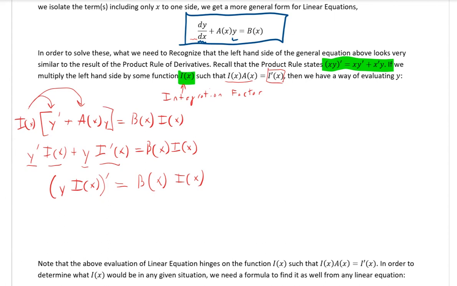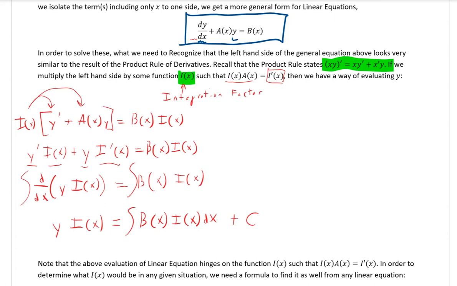Nice. That prime really means d of dx, or the derivative of it. That's really what that prime indicates. And so what we can do is take the integral of both sides. What that will give us is y times I of x equals the integral of b of x I of x dx. And then, since I evaluated an integral on one side, I'm going to get an arbitrary constant from it. Let's put that over here on this other side, because my goal here is to isolate what y is going to be. My overall goal is always to find what y is.